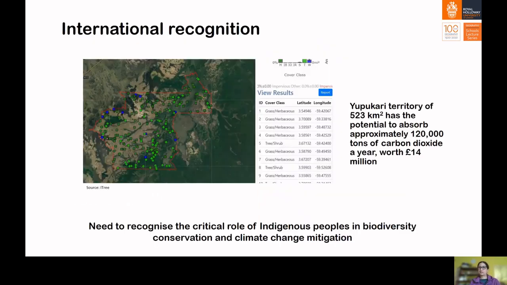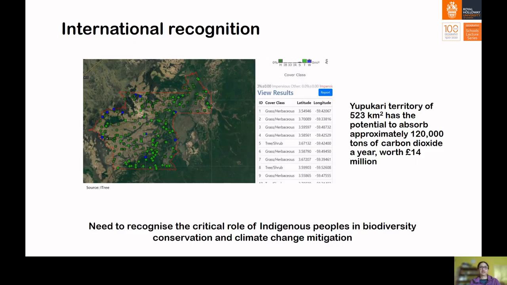Okay, and just to finish off here, I wanted to show you this little map. It's a map of a village called Yupakari in the Rupununi, and you can see that its territory, the land that it owns, is about 523 square kilometers. What we used here was a little software called iTree, which you can look up, and it enables you to give yourself a very rough estimate. It's nothing very precise, but it gives you an idea of how much carbon a particular area might be absorbing.